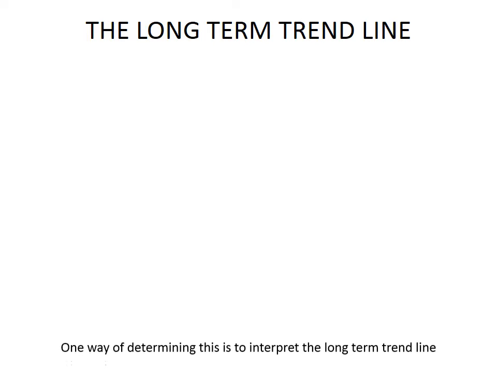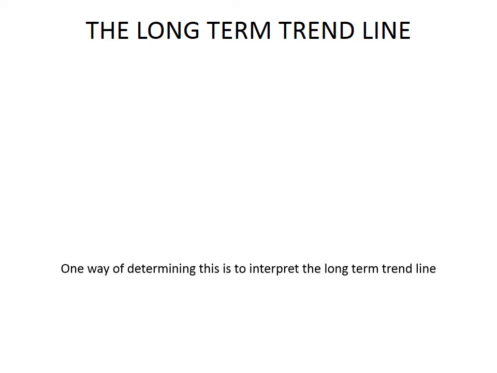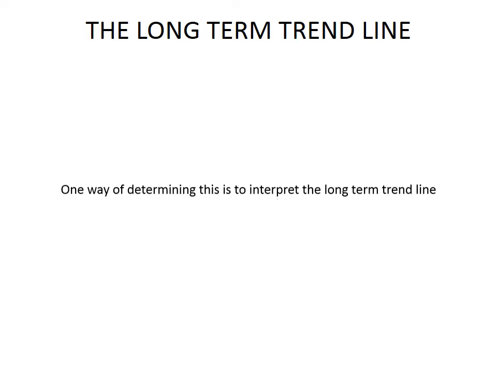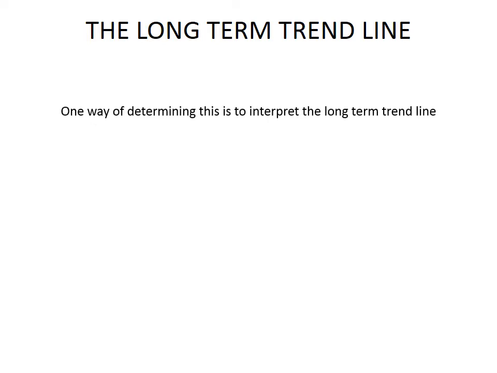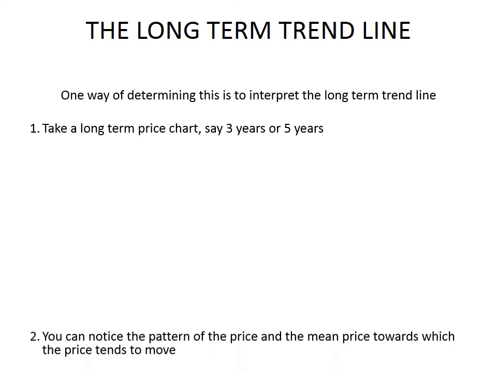An effective tool to determine the good time to buy a stock and a good time to sell the stock is the long-term trend line. What we need to do here is to interpret the long-term trend line and make accurate decisions and book profits. To interpret the long-term trend line, take a long-term price chart, say 3 years or 5 years.